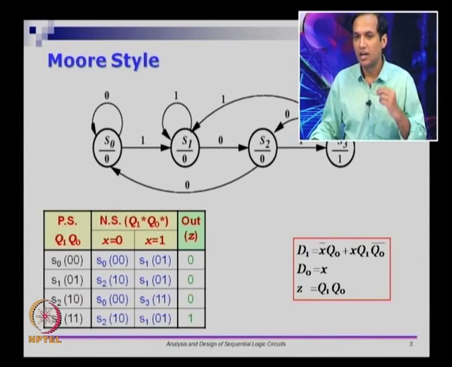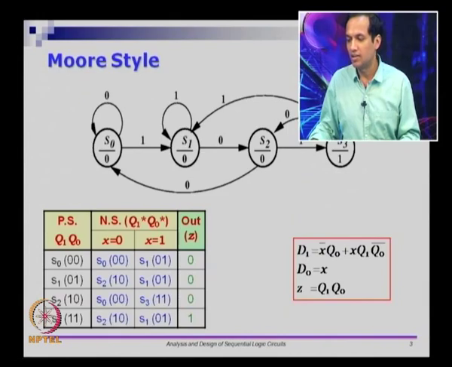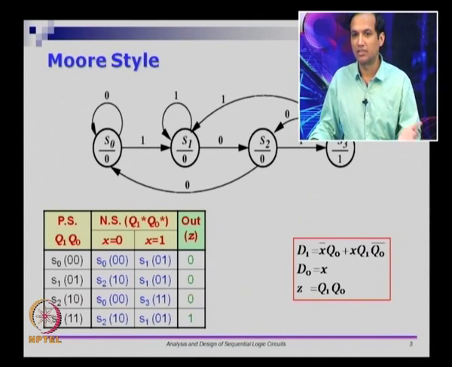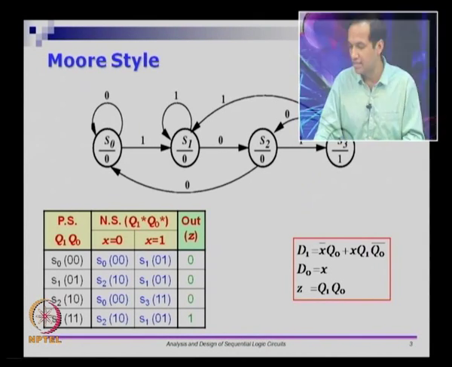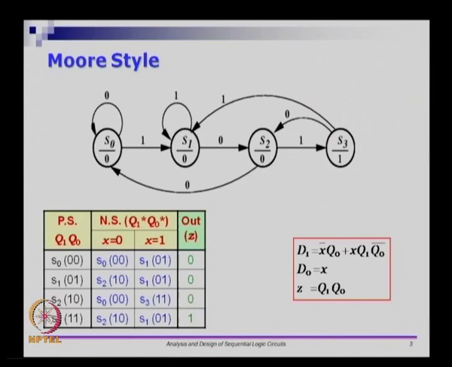Moore machines may have more state registers than Mealy machines, because Moore style may require more states to begin with, and therefore more state registers. So this is the set of equations here. Again, I want you to go back and check this. Another thing that you can do is change the state assignment. Instead of calling S0 as 0 0, S1 as 0 1 and so on, what if you put some other assignment here? Go and see what the equations must be.